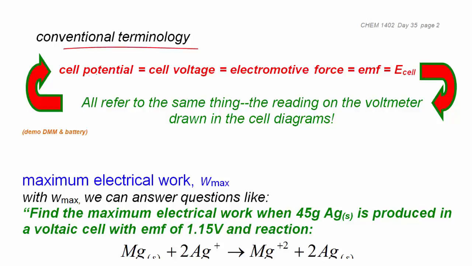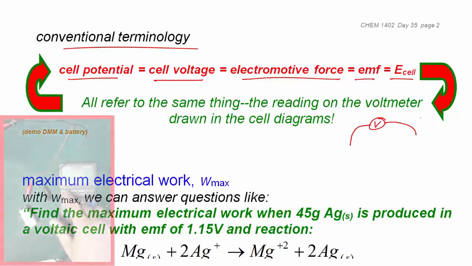We need to get used to some conventional terminology. For example, when we hear cell potential, cell voltage, electromotive force, EMF, E-cell, they all refer to the same thing. When we were drawing those cell diagrams, we drew a voltmeter, a V with a circle, to measure the volts being produced in our galvanic cells.